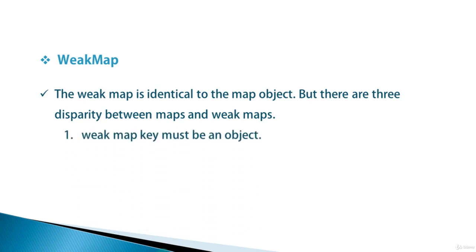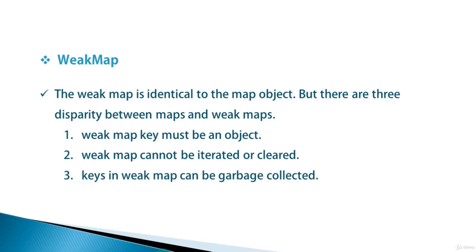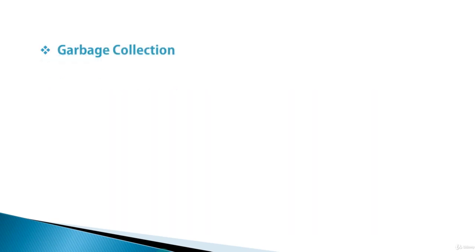First, a WeakMap key must be an object. Second, a WeakMap cannot be iterated or cleared. Third, a key in a WeakMap can be garbage collected. Right? Suppose you have an object that is a key in a Map. JavaScript will keep that object in memory as long as the Map is in existence. But not so with the WeakMap. The WeakMap is a target to the garbage collection. Because of this, a WeakMap cannot be iterated or cleared.